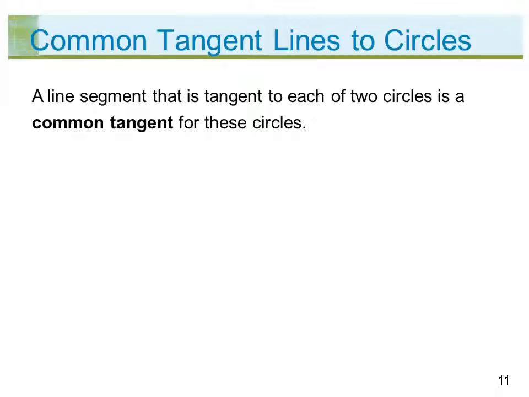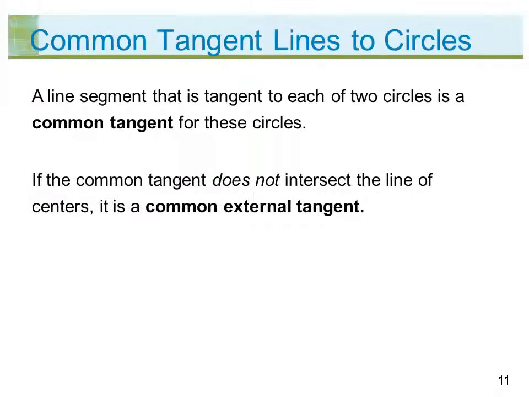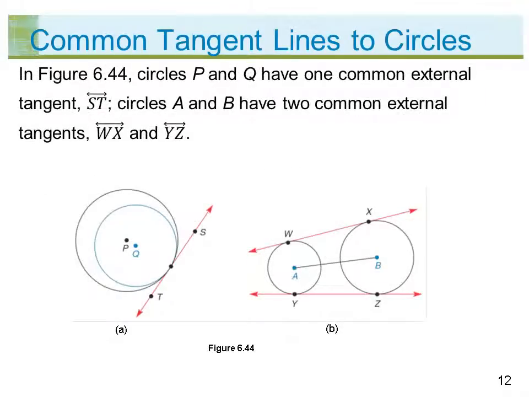A line segment that is tangent to each of two circles is a common tangent for these circles. If the common tangent does not intersect the line of centers, it is a common external tangent. In Figure 6.44, circles P and Q have one common external tangent, line ST. Circles A and B have two common external tangents, line WX and line YZ.